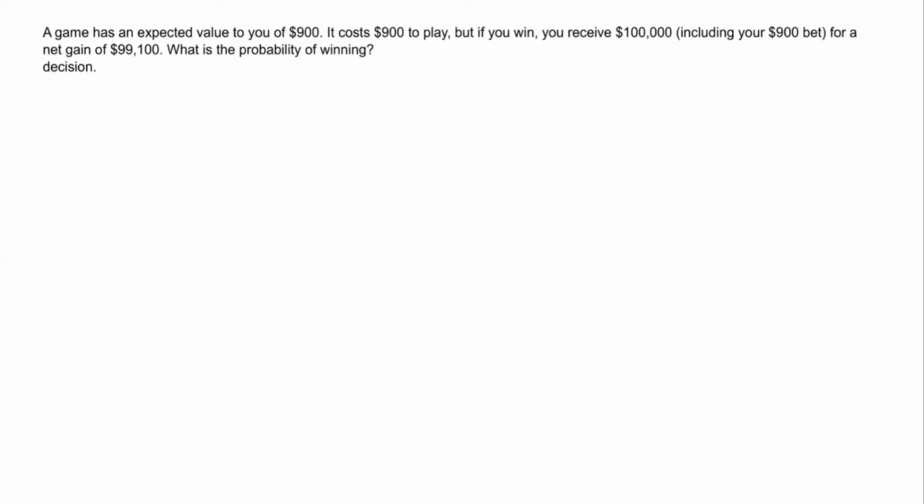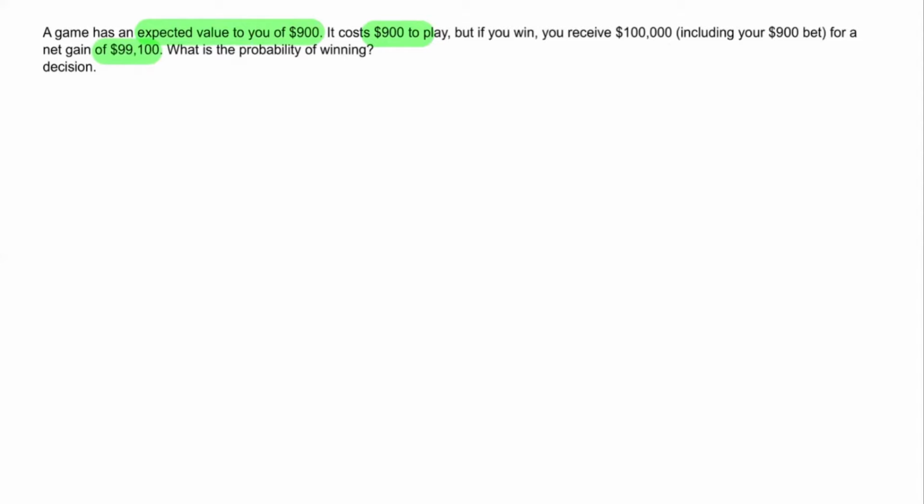All right, so let's take a look at this example. A game has an expected value to you of $900. Right, this is important. That's our expected value. It costs $900 to play. But if you win, you receive $100,000, including your bet, for a net gain of this much. What is the probability of winning?